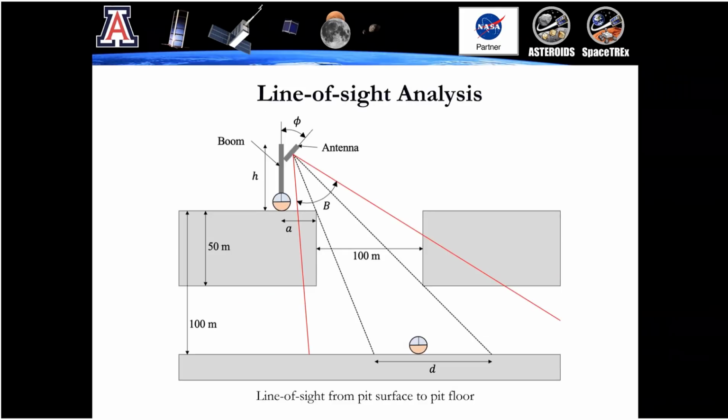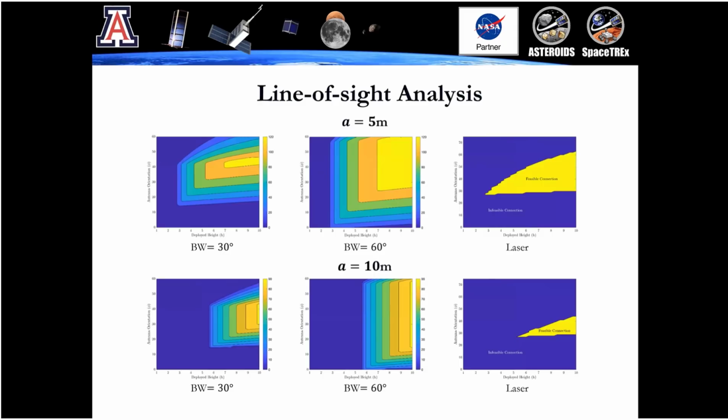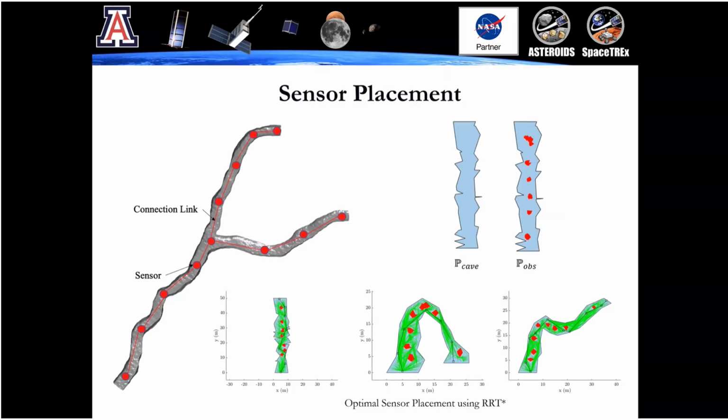And so we've looked into methods for communicating with these robots as they get into the pit, using either RF methods or radio frequency methods and lasers. And for that, we've looked into use of line of sight analysis. And in addition, we've looked into placement of sensors at regular intervals along the lava tube so as to provide lighting, so as to provide radio frequency modulation and retransmission, in addition to setting up all sorts of other services that may be needed inside the lava tube.